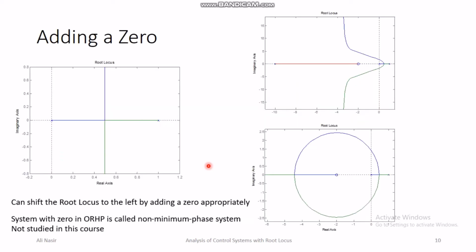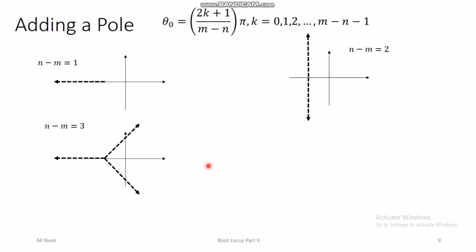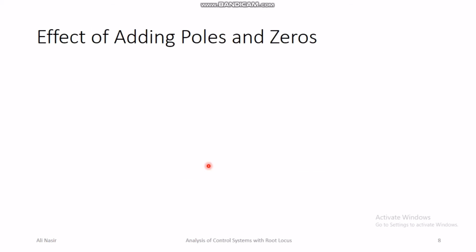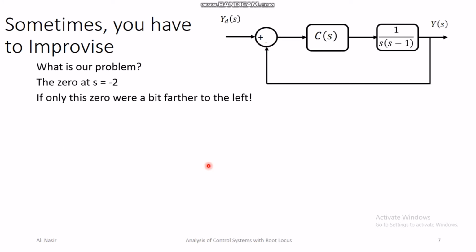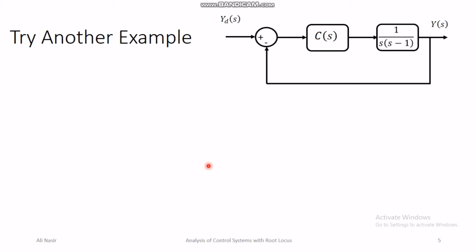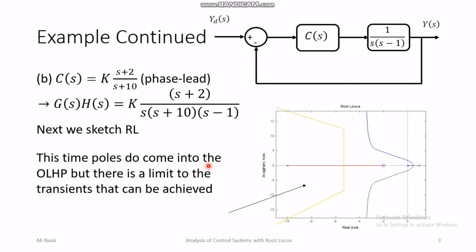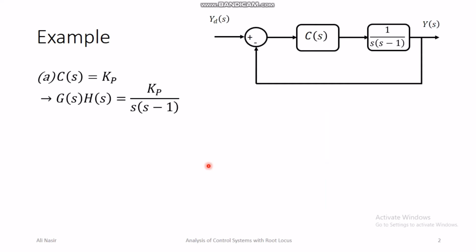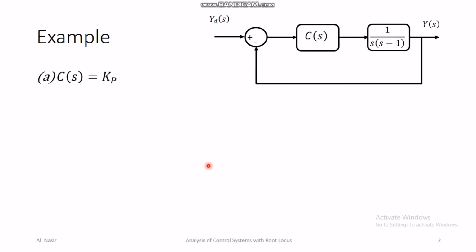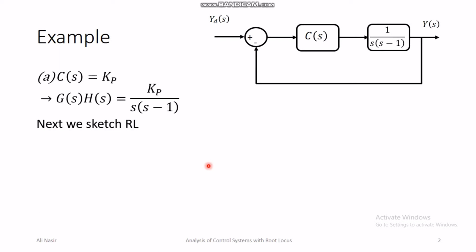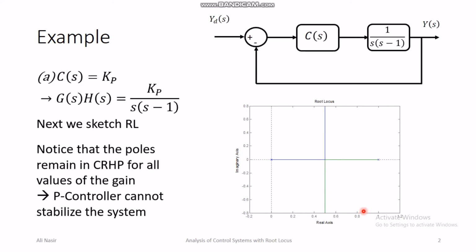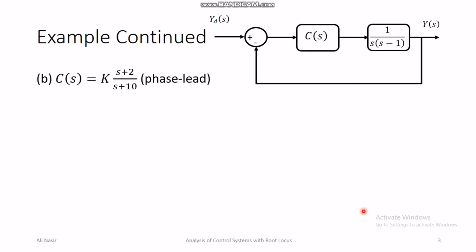At the end of the lecture I would just briefly go through the whole lecture quickly in a couple of minutes. You can see that we started our discussion with the analysis of control systems with root locus. We looked at the example with two poles. We tried to apply a proportional controller, and could not even stabilize the system. Next we tried the phase lead controller.